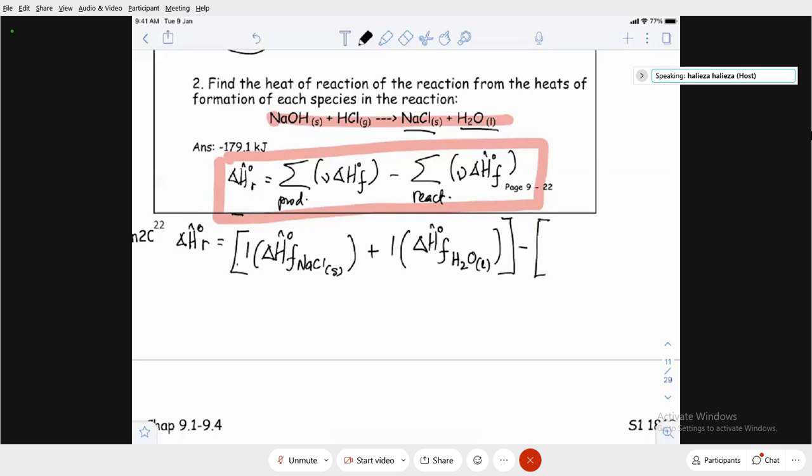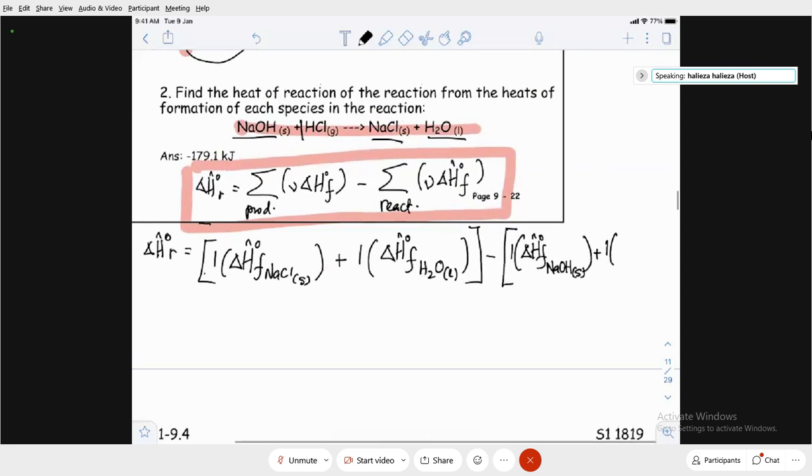I'm going to write it over here. Okay, your reactant, the number in front is 1. The heat of formation of sodium hydroxide, that's solid. Plus there's another 1 in front of hydrogen chloride, so I'm going to have enough space. Heat of formation of hydrogen chloride gas. Yeah, that's your reactant.